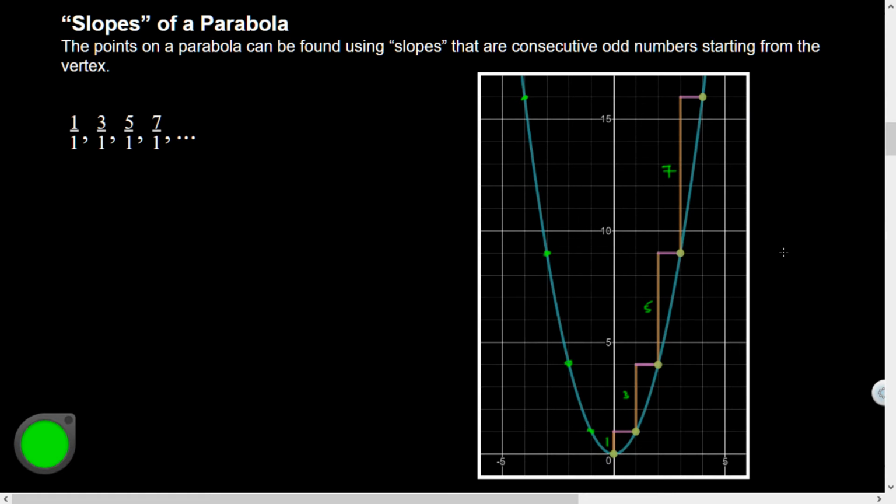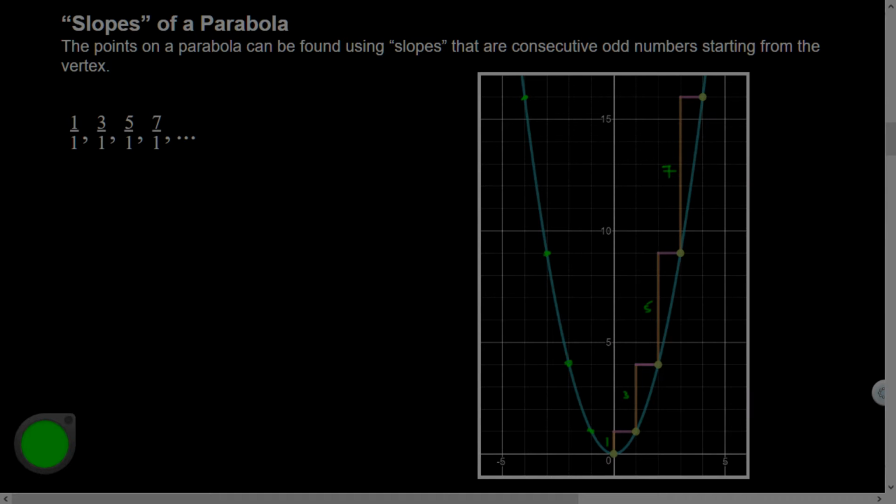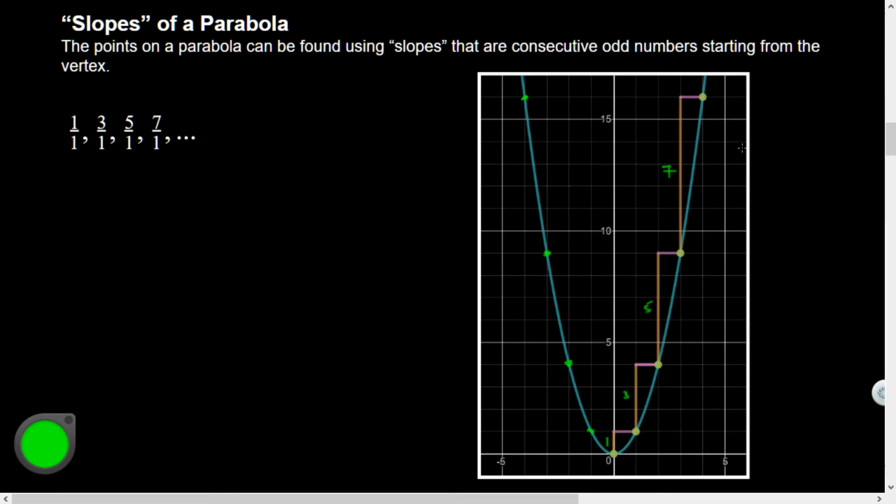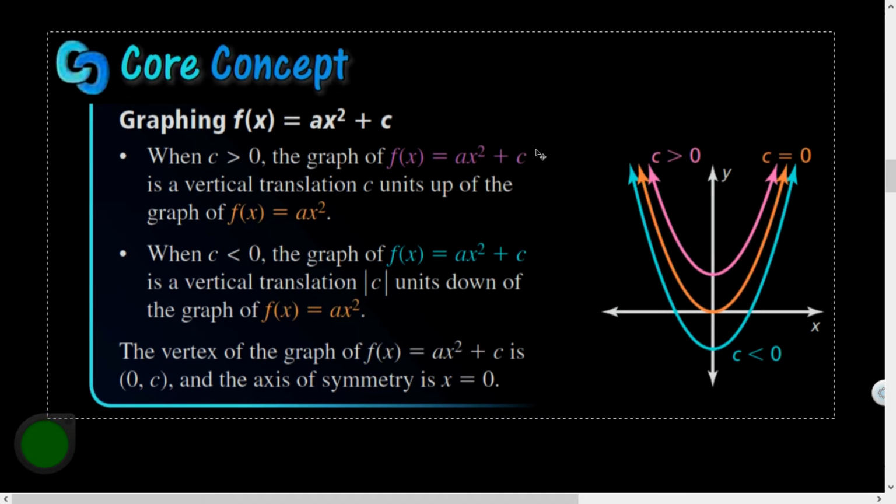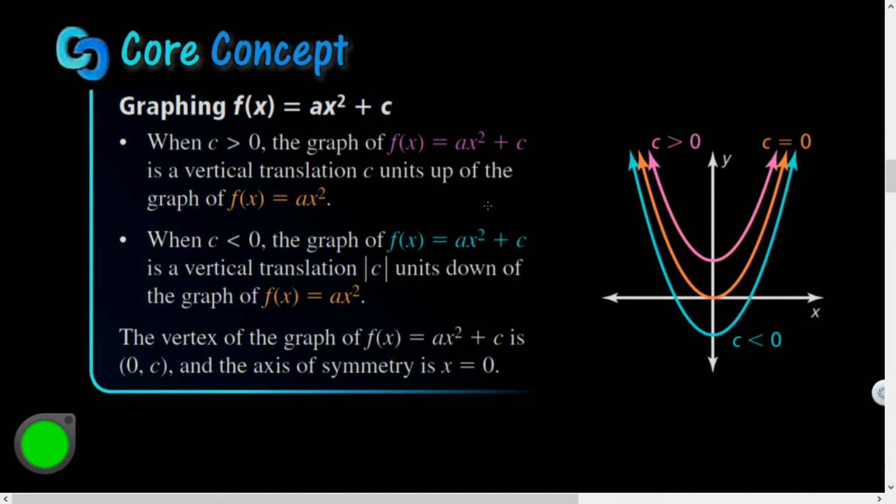And then I can make a very quick graph, far more quickly than your book allows. So we're going to use those slopes to quick graph parabolas, which is so much better than making a table of values. And then one of the things they say: if you add C, it moves up. If you subtract C, it moves down. But you guys are all experts on that.